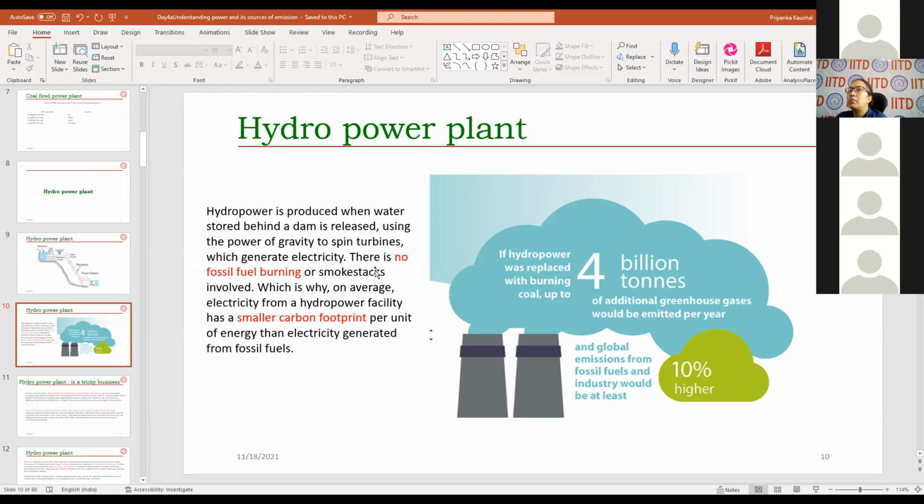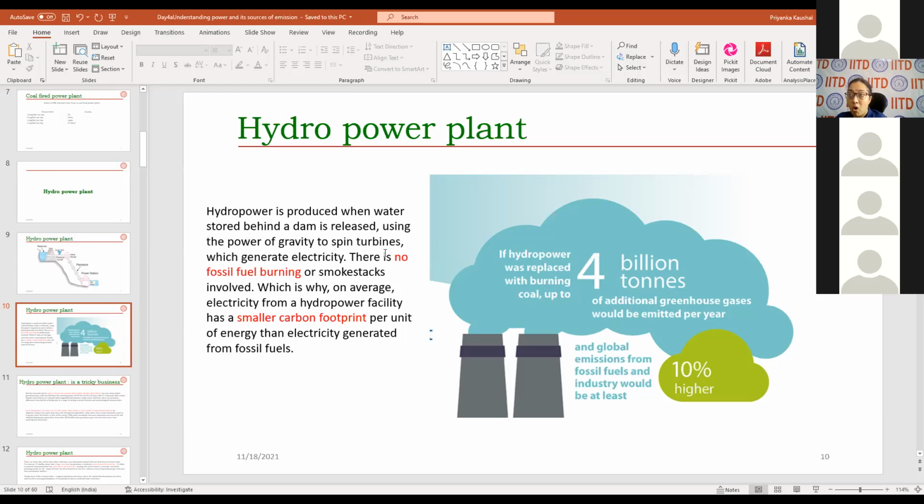And as you can see here, it is the power of gravity that spins the turbine, which generates electricity, and there is no fossil fuel burning. Since there is no fossil fuel burning, there is no stack emission, right? And this precisely is the reason that for the per unit electricity produced in a hydropower plant, the carbon footprint, the emission footprint, is relatively lower.